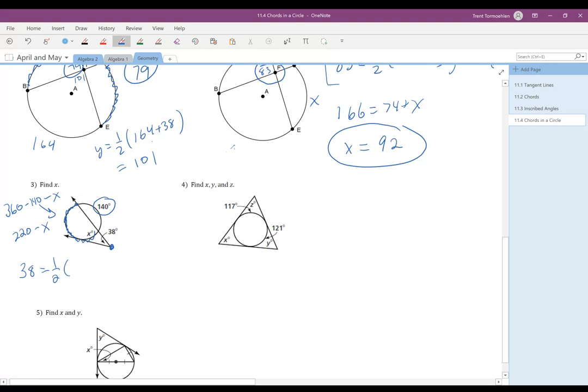So now we know this length is 220 minus x, and we know this length is x, and so we can do it as 220 minus x, and we're ready to go. So that's going to give me 38 equals 110 minus x when you multiply through this by 1/2. And so x turns out that it will equal 110 minus 38, which gives you 72. And so that means that x is 72.